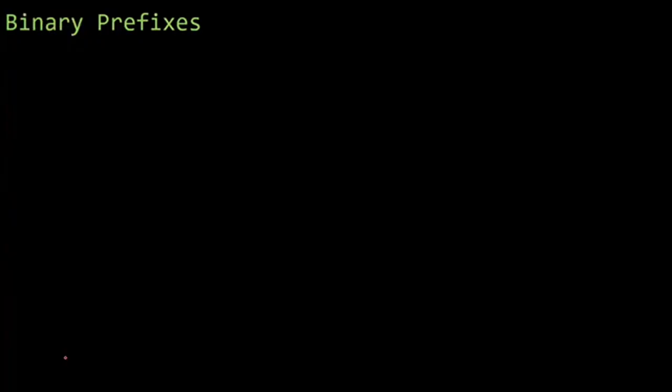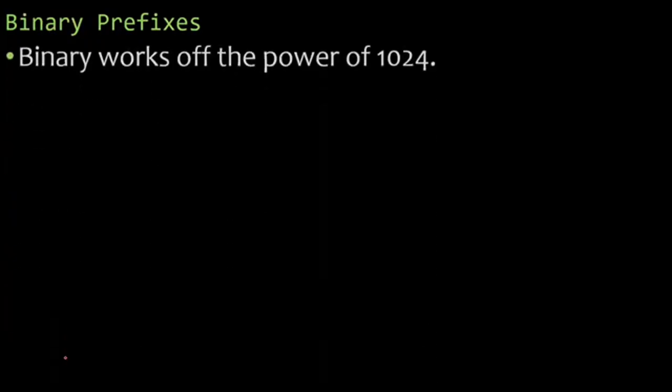Now the binary prefixes work a little differently. So binary works off the power of 1,024. For example, I can take 2 to the power of something and get 1,024.